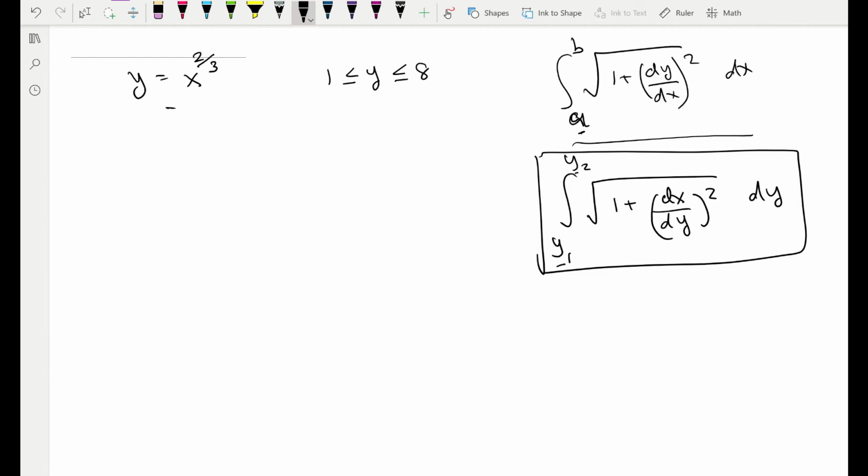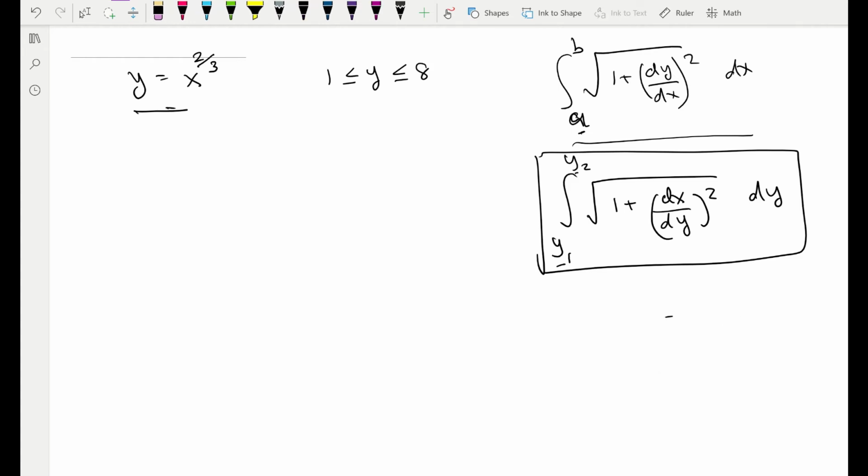Okay, now to do this, we need to rewrite this function in terms of y. That means we need to make x the subject. If y is the subject, you can easily take dy/dx, differentiate the function with respect to x, and find dy/dx, because y is the subject. And if everything is written in terms of x, then it's easy to take dy/dx.